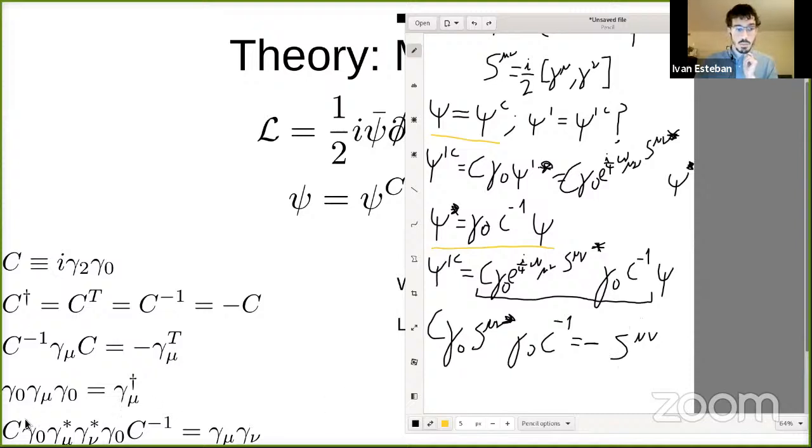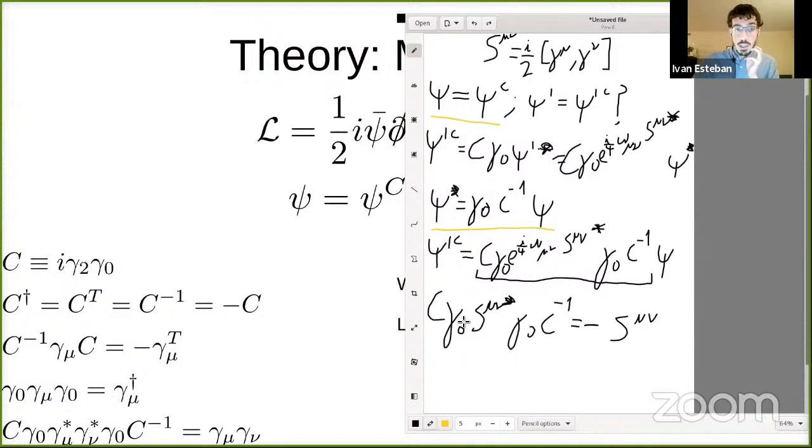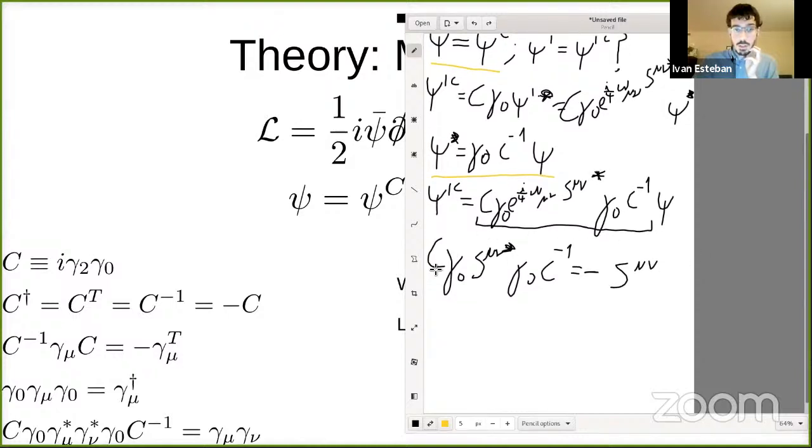Okay, so once again, because of this property, and since S mu nu is just the commutator of two gamma matrices, we get this other property, and we also get a minus sign in front because of this i here. So this complex conjugate means that we have to change the i with a minus i. This gives us this minus here, and also the two complex conjugates of the gamma matrices go away when we sandwich them in between these charge conjugation matrices. So far so good.